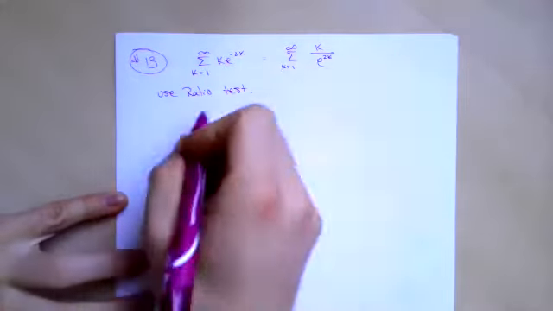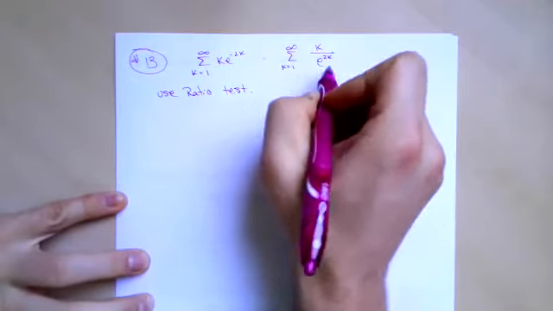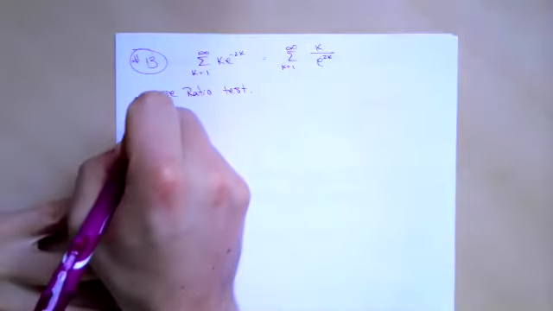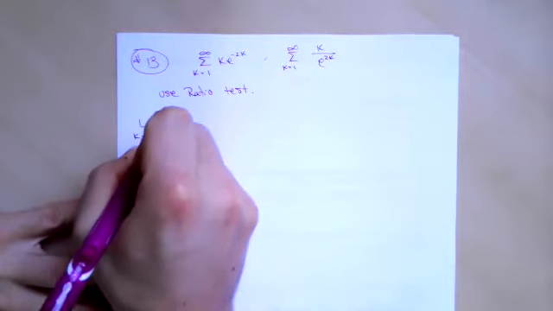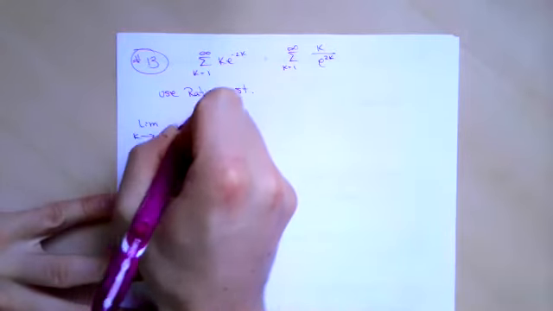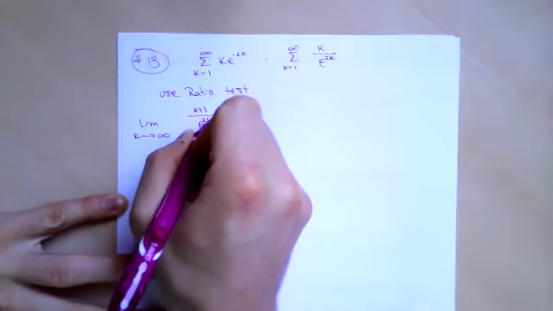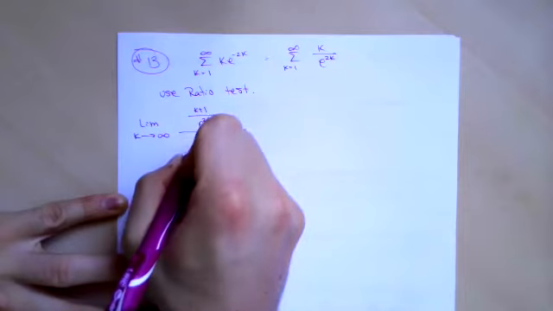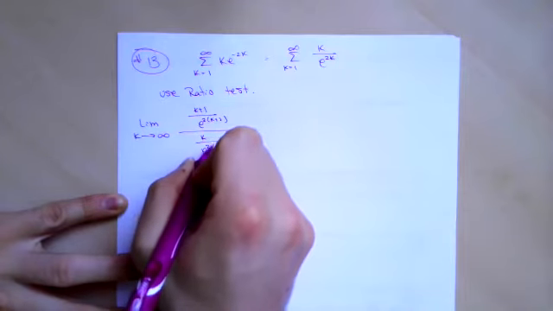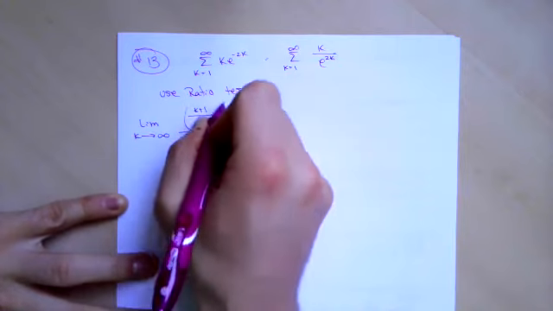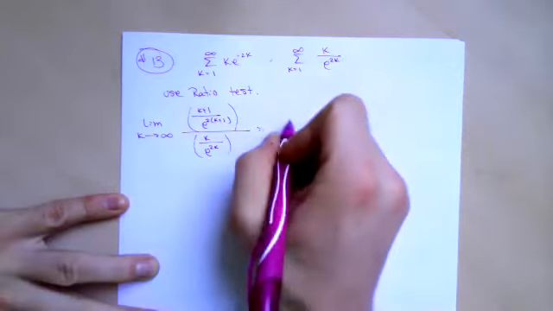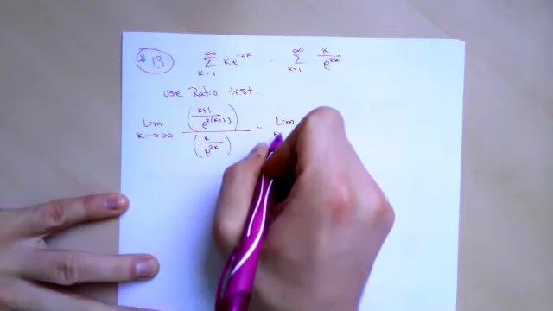So let's check our ratio test. I'm going to go ahead and use this one just so I don't have to deal with extra negative exponents. We want to compute the limit as k goes to infinity of k plus 1 over e to the 2 times k plus 1, divided by k over e to the 2k. All the terms are positive, so I didn't need my absolute values in that case. We'll go ahead and flip the denominator.